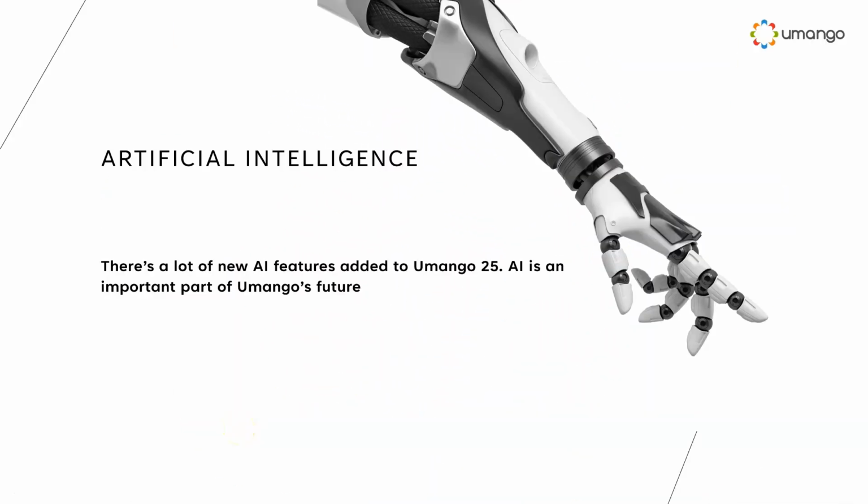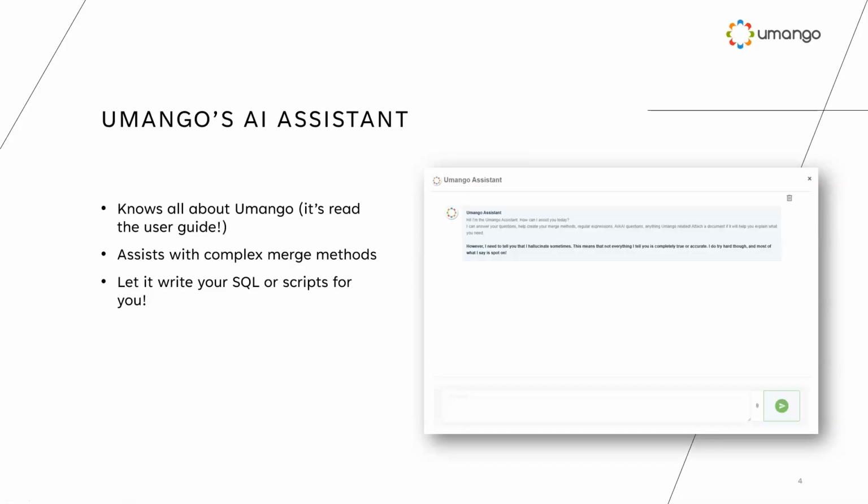Well, AI is where it's at, whether you like it or not. AI is taking over the world. So we are wanting to be on the front foot with that. And as I mentioned earlier, we've already implemented a lot of AI functionality into Umango in Umango 23. Well, there's a lot more in Umango 25, and we think you're going to love it. It's going to make your life easier. We're all about that.